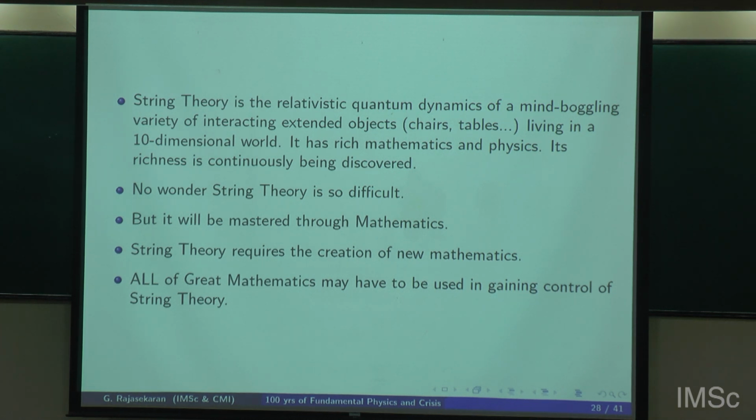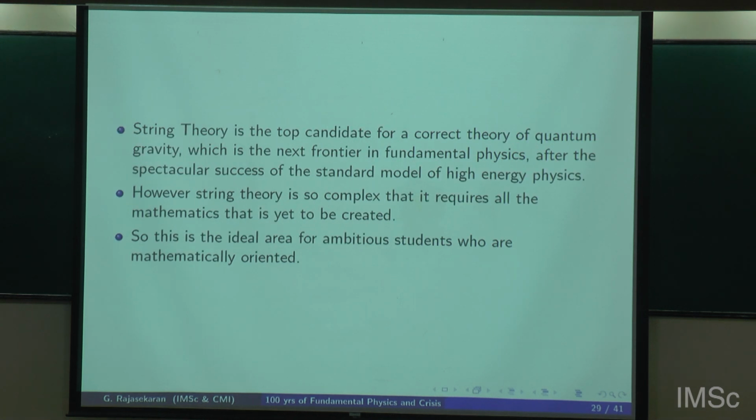That's why many physicists don't like it, but you can't help. Nature is like that. So no wonder string theory is so difficult, but it will be mastered through mathematics. String theory requires the creation of new mathematics, and even that is being done. All of great mathematics will have to be used in gaining control of string theory. I think that's all I have to say.